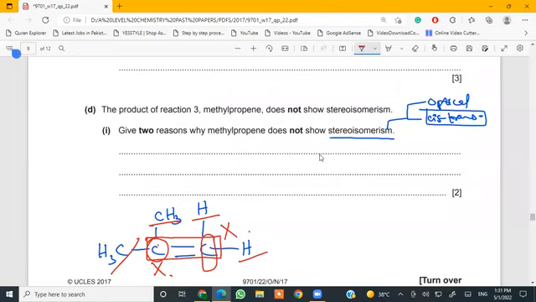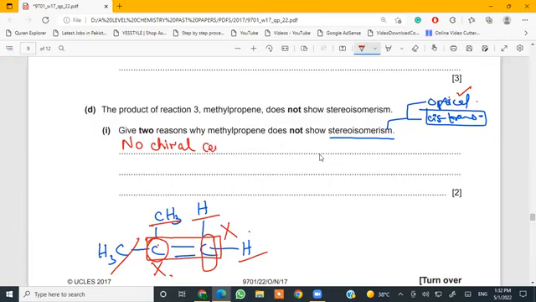You have 2 reasons why methylpropene does not show stereoisomerism. The first reason is because the groups which are attached to the carbon atoms are identical. The second reason is for optical isomerism. For optical isomerism, there is no chiral center in there. For optical isomerism, you have to have a chiral center. There are no chiral centers.